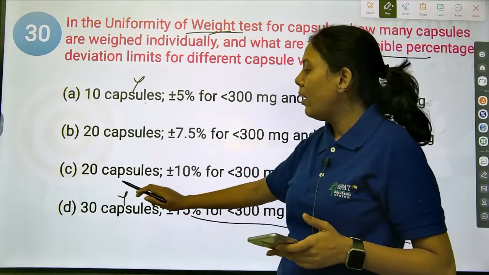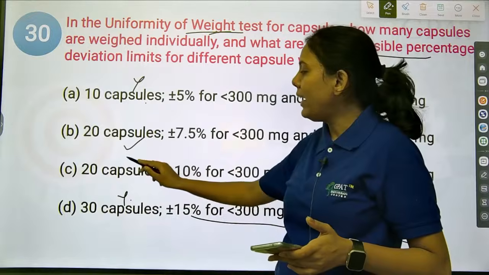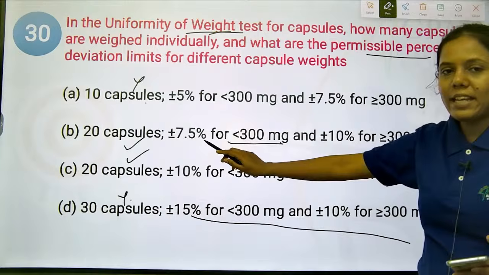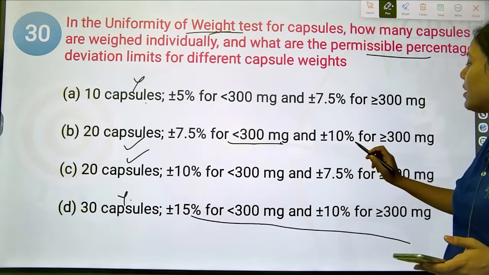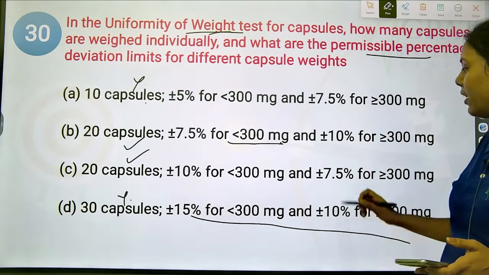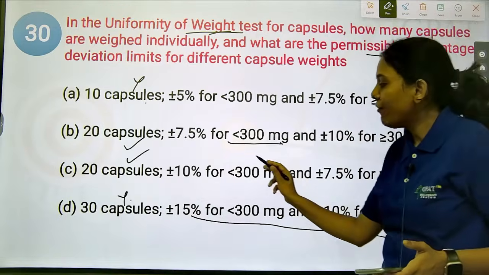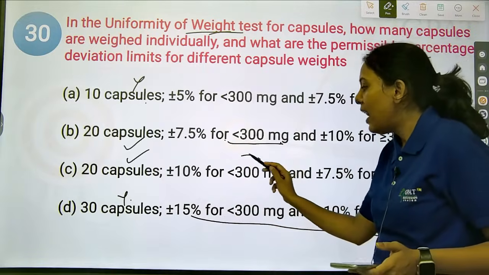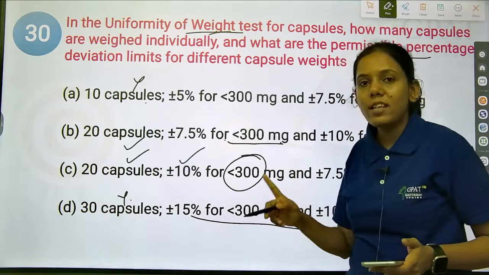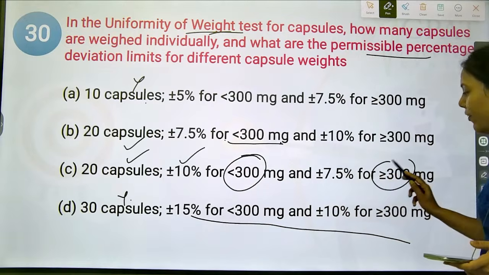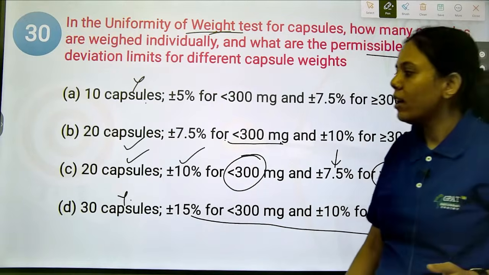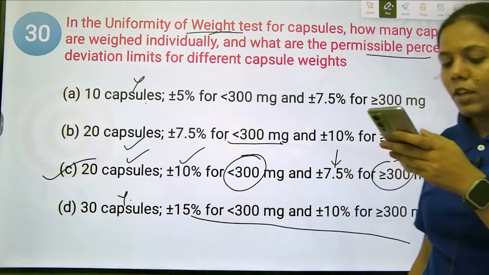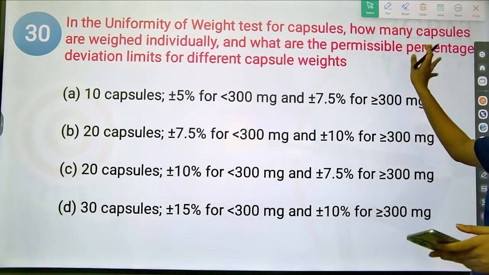So 10, 30 cancel. Now see, 20 capsules you will see, 300 mg, plus minus 7.5%, plus minus 10% if it is more than 300 mg. This is exactly opposite. That is the reason I give you the tricks, because in these things you may get confused. Lesser the weight, higher is the deviation. Higher the weight, lesser is the deviation. Okay. So that is the reason option C is the right answer. Very good, all of you. I can see you have solved. Very good. Option C is the right answer.